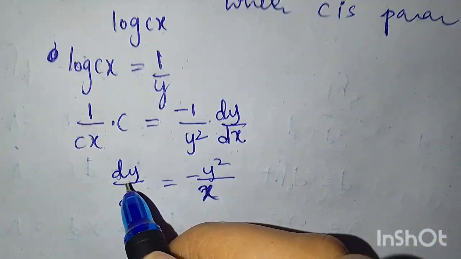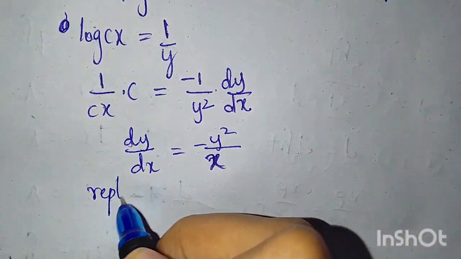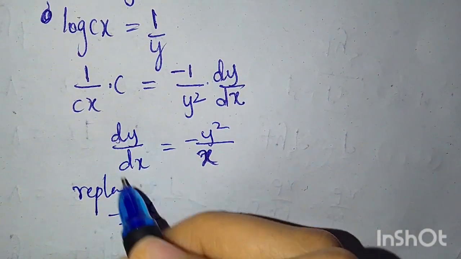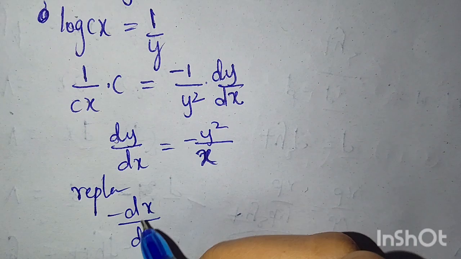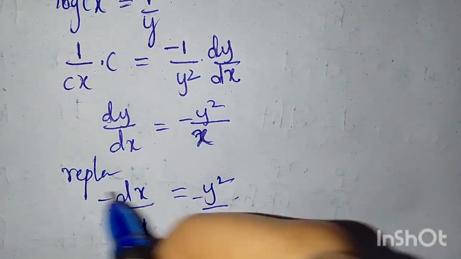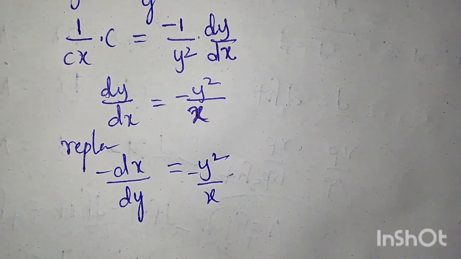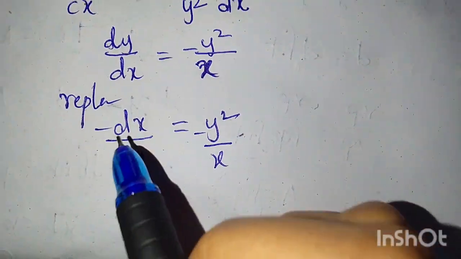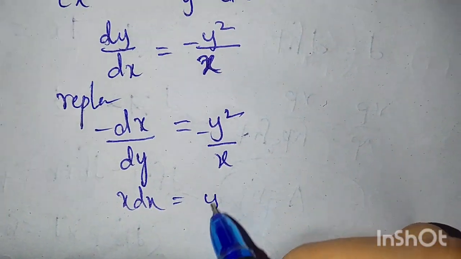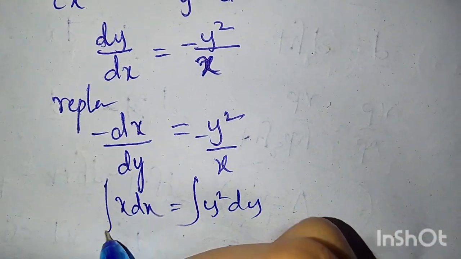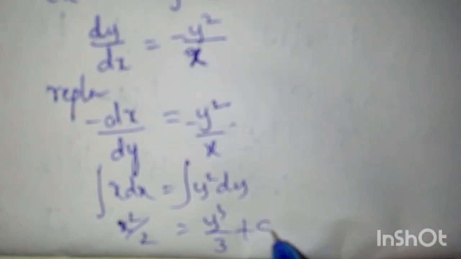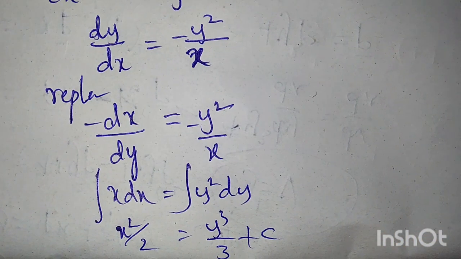So now what is the next step? Replace dy by dx with minus dx by dy. Now I have to solve this and write the equation. That will be my answer. That's it. Variable separable method, an easy one to solve this. So x dx equals y square dy, integrating on both sides. So this will be x square by 2 equals y cube by 3 plus c.